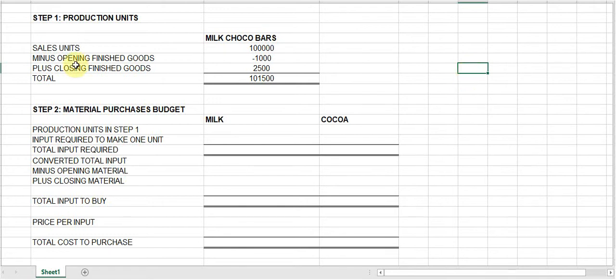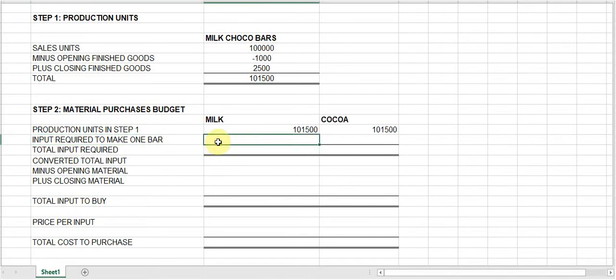So the first introductory line there says production units in step 1. Our answer was 101,500, so I'm typing it in, 101,500. I need to have enough milk to make 101,500 chocolate bars, and I need enough cacao to make 101,500 chocolate bars in the next year. What is the input that is required for 1 unit? In this instance, the unit will be 1 chocolate bar, 1 bar.